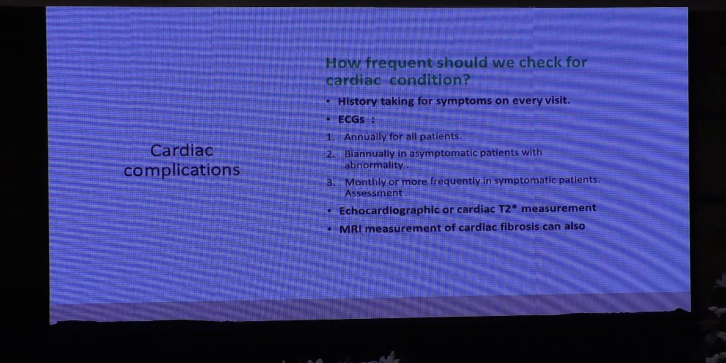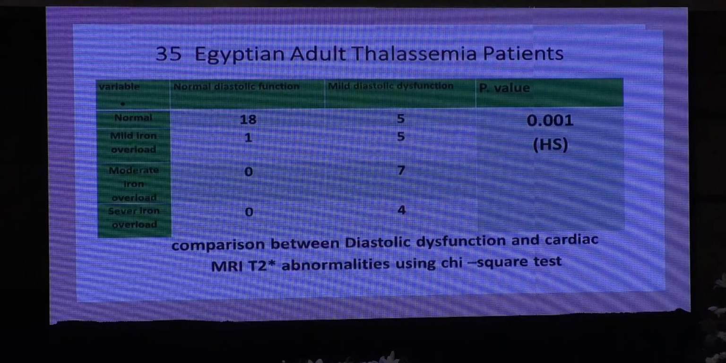How frequently should we check for cardiac condition? Usually annually for all patients, biannually in asymptomatic patients with abnormality, and monthly or more frequently in symptomatic patients. Assessment is usually by ECG, by echo, or by cardiac T2 star, or MRI measurement for cardiac fibrosis.